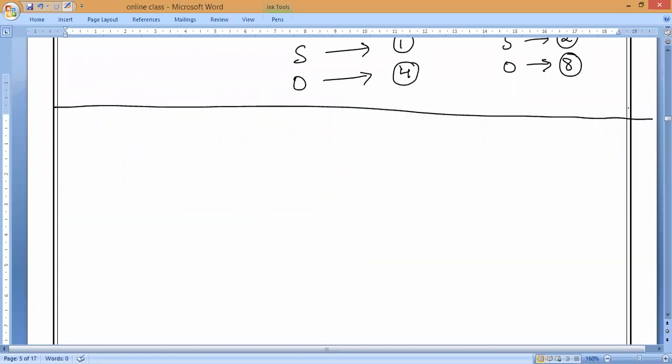Everybody keep a heading and write. Example number 1. Only one example I'll teach you. Formation of water. It will be simple, but later it will become very complex. Formation of water. First one.